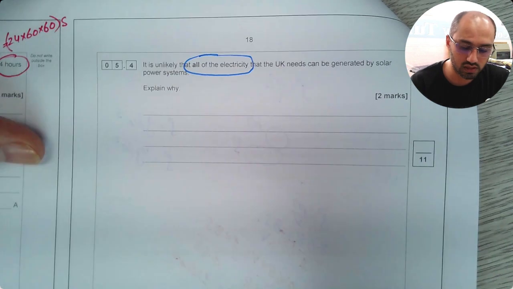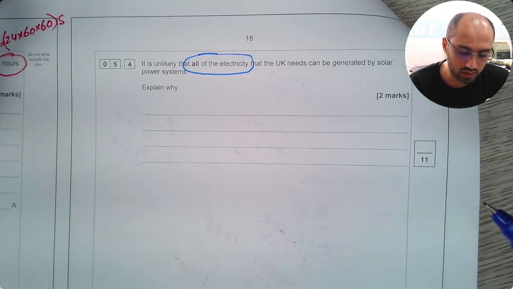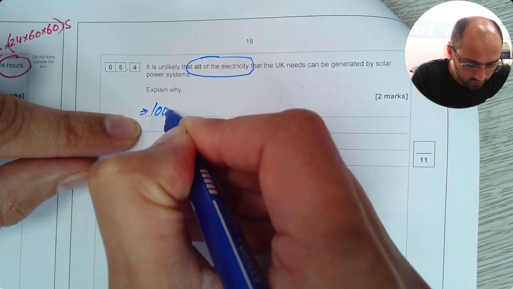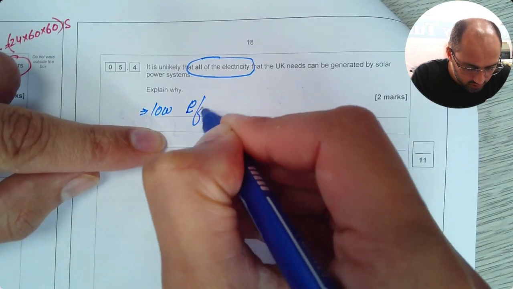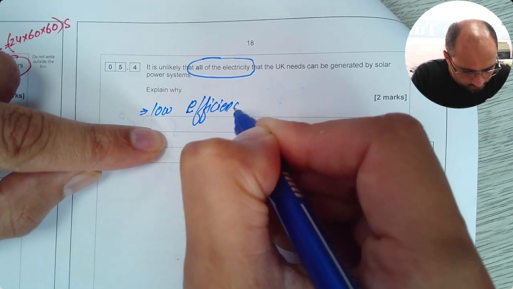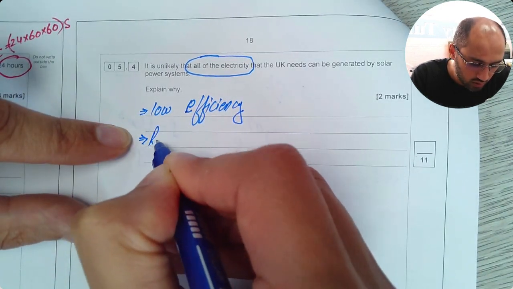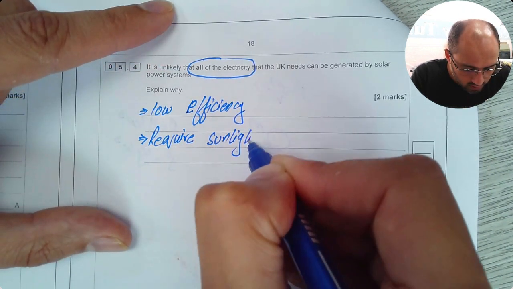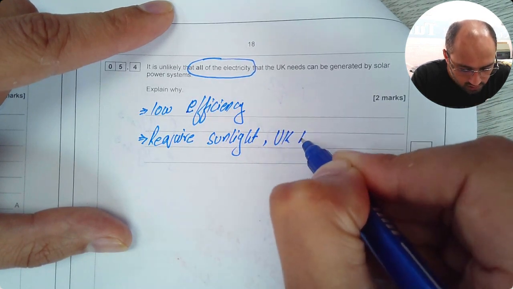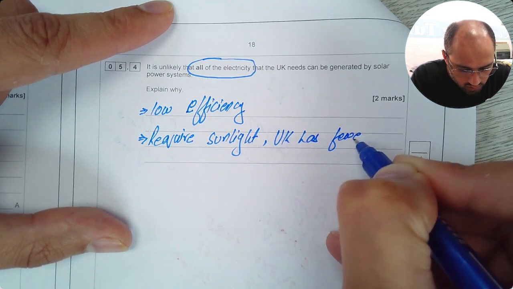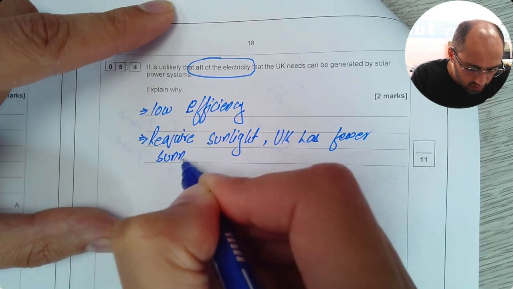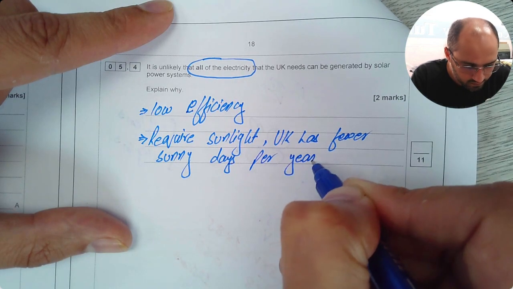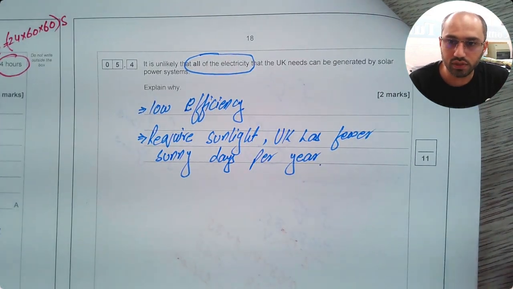Now, we've discussed a few limitations at the start of this question on the last page. So remind yourself they have low efficiency. Number 2, they require sunlight. UK has fewer sunny days per year, and that should be sufficient for this.